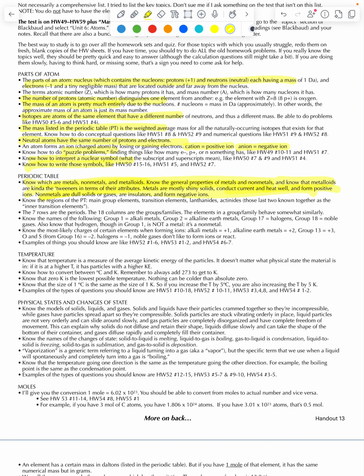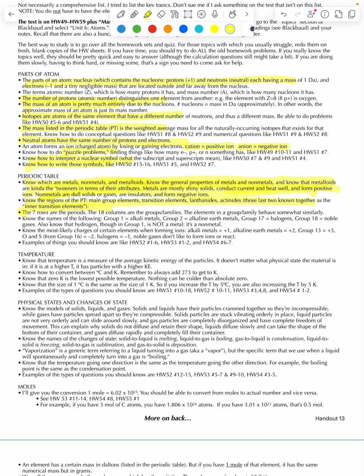Know how to name the different regions. And again, I'm going to go up to the top of this document and review all this. The rows are called the periods. The columns are called the groups or families. And the idea is the elements within a particular family, like a particular column, behave alike. Not exactly, but they have similarities. And then know the names of certain columns. You should be used to those. And know that hydrogen is not an alkali metal, even though it's in that column.